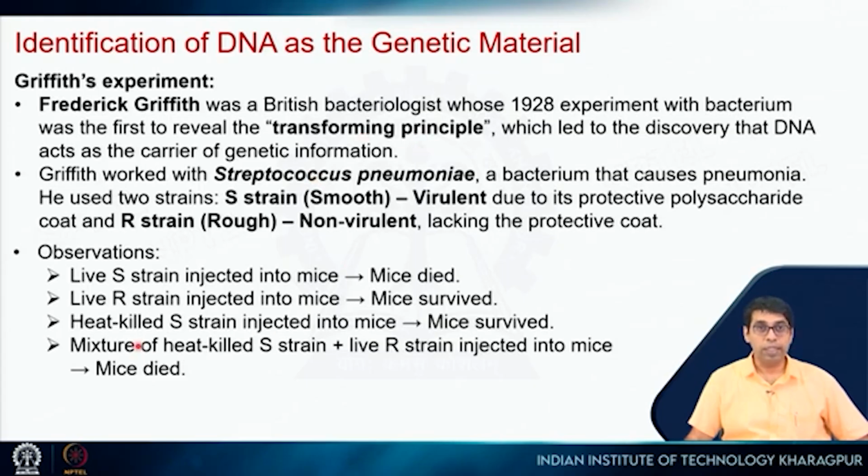So, it means that when he heat killed the S strain, the molecules that came out, one of those molecules is able to convert or transform the R strain into the S strain. So, this is the transforming principle, and then people started looking for the molecule which is responsible for this transformation of the rough strain to the smooth strain.